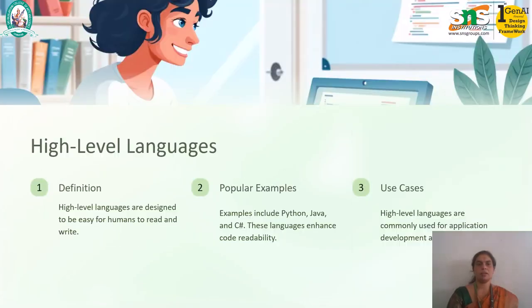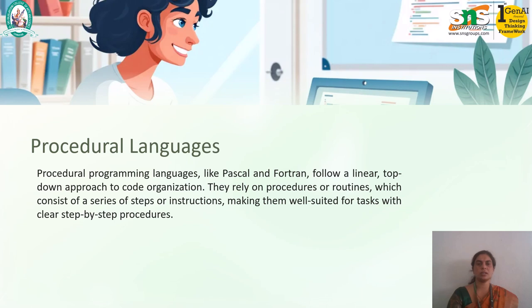When talking about high-level languages, they are designed for humans to read and write easily. And the popular high-level languages we use are Python, Java, and C Sharp. These languages have coding reliability, and high-level languages are commonly used for application development purposes. Procedural languages are Pascal, Fortran, and top-down approaches like code organization. And this relies on procedures or routines which consist of a series of steps or instructions. And this makes it well suited for tasks with clear step-by-step procedures.